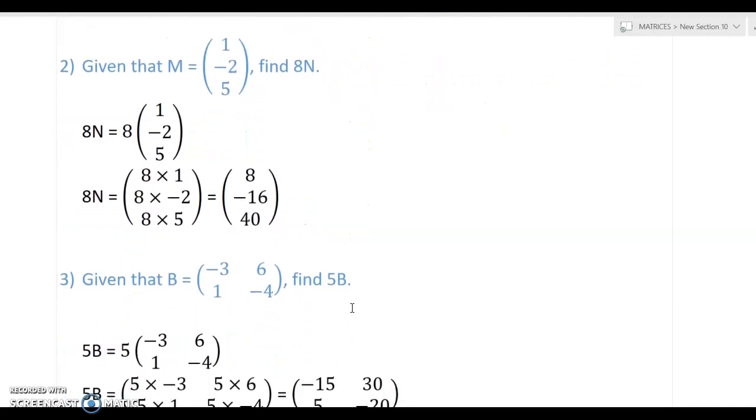Here we have number 2. We have matrix M and we want to find 8M. That should be 8M. All this should be M, my bad. So now, M is 1, minus 2, 5. We want to find 8M, which is 8 times matrix M, 1, minus 2, 5.